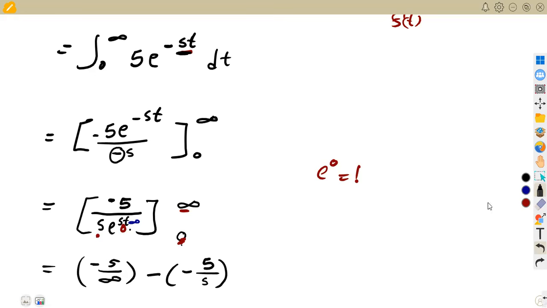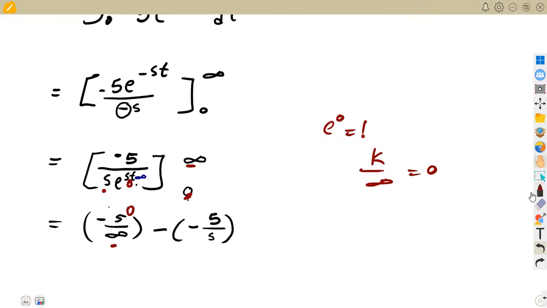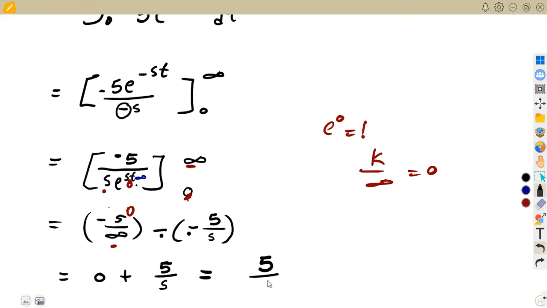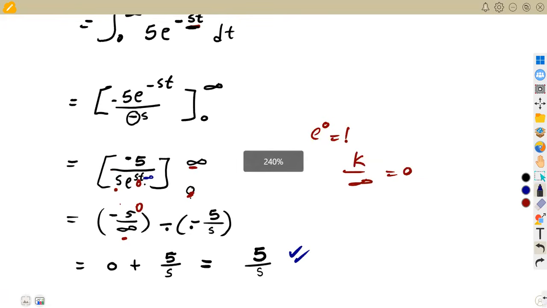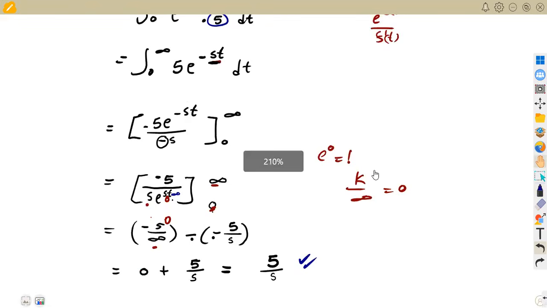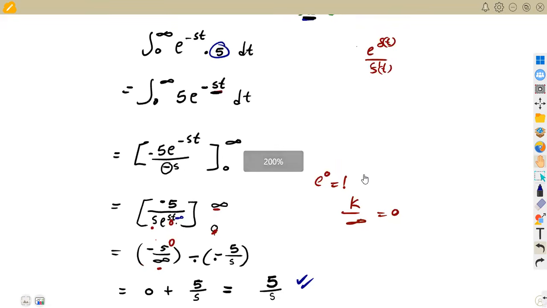All right. This one, remember, a constant over infinity is 0. A constant over infinity gives us a 0. So at the end we are going to obtain 0 minus minus, which is a plus. So that's plus 5 over s. 0 plus 5 over s is simply going to give us 5 over s. All right, so that was the whole part of our application of the Laplace. That is how you use the Laplace. There is nothing to it. They are simply saying integrate, apply your limits.